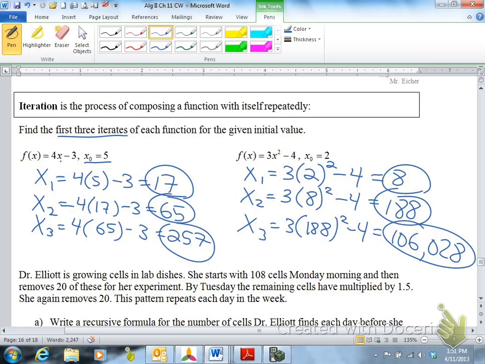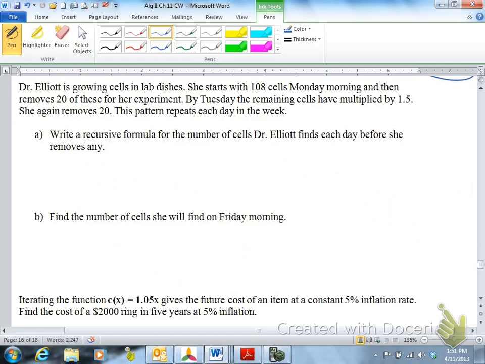And there's the word problem. Dr. Elliott is growing cells in lab dishes. Sounds like Frankenstein. She starts with 108 cells Monday morning and then removes 20 of these for her experiment. Who knows what she's experimenting? By Tuesday, the remaining cells have multiplied by 1.5. She again removes 20. This pattern repeats every day of the week. Write a recursive formula for the number of cells Dr. Elliott finds each day before she removes any.